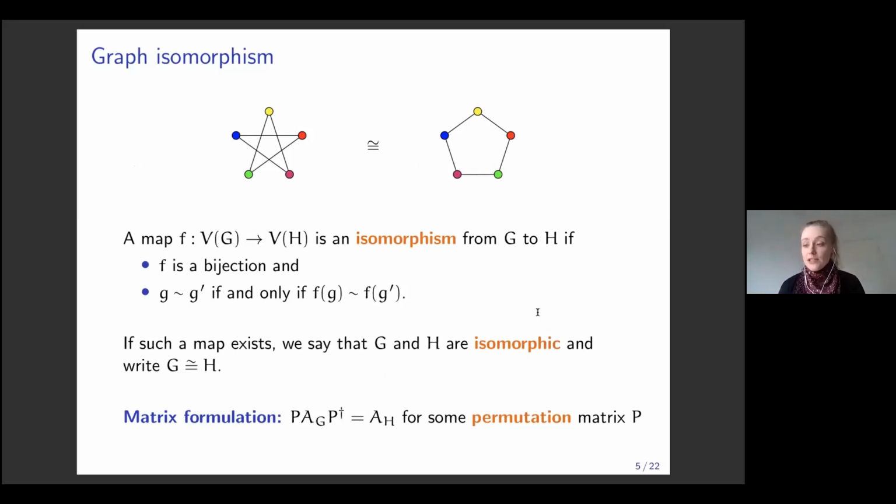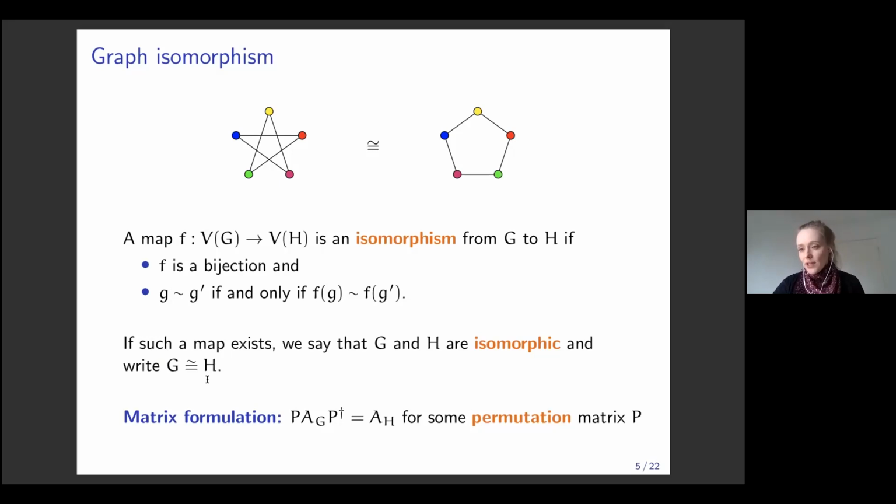Graph isomorphism intuitively just captures this notion that two graphs are the same. Now, more formally, we need to speak about an isomorphism map, and this is a bijection that takes the vertices of our first graph, G, to the vertices of the second graph, and this bijection preserves the structure of the graph. Namely, it preserves adjacency and non-adjacency. So here I'm using this tilde to denote adjacency. And whenever such a map exists, we're going to say that the two graphs are isomorphic, and I'm going to denote it using this congruence symbol.